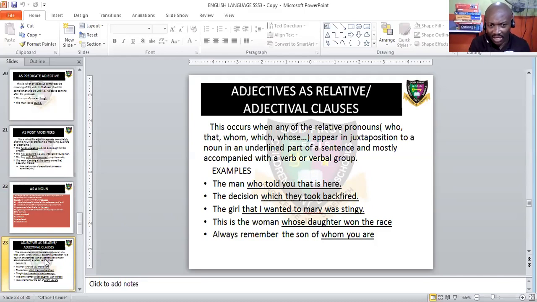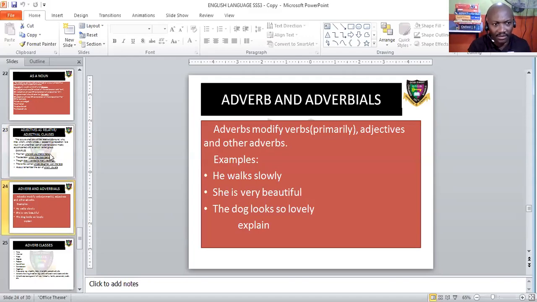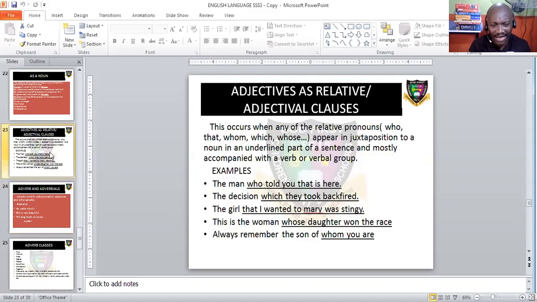an adjectival clause, and it is describing the noun man. Which they took backfired, describing the noun decision. That I wanted to marry, describing the noun girl. This is the woman whose daughter won the prize, describing the noun woman. And always remember the son of whom you are, who you are, is describing the noun son. Note also that adjectives describe or qualify nouns or pronouns.